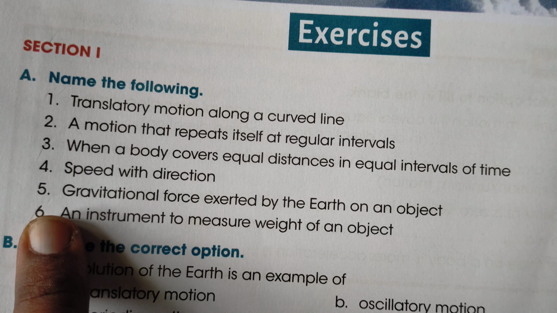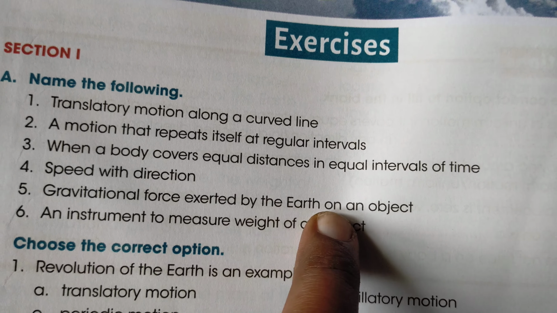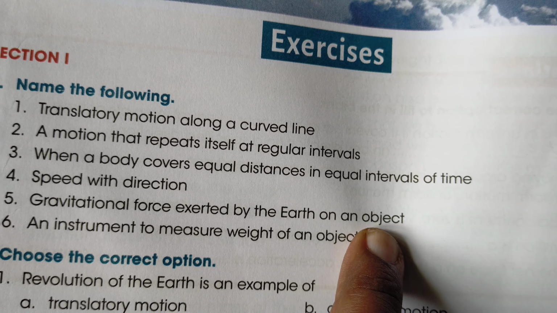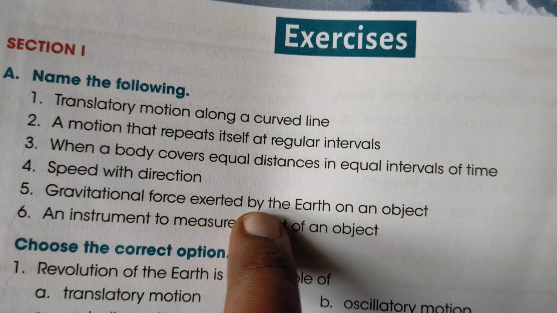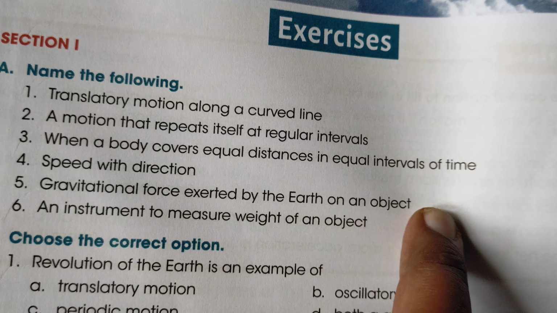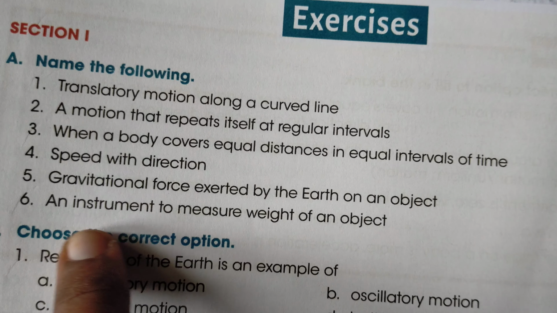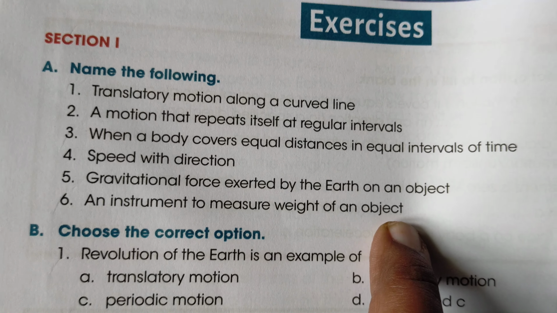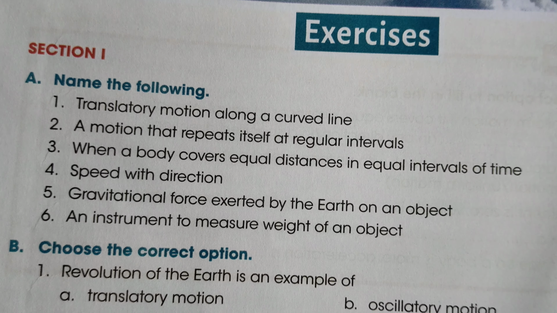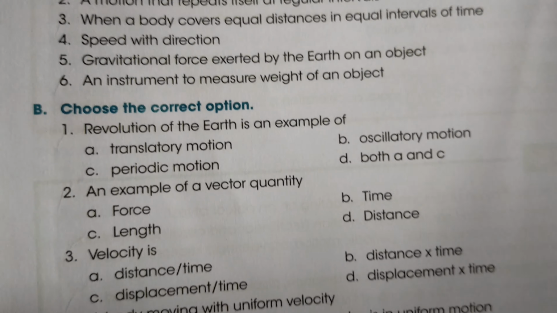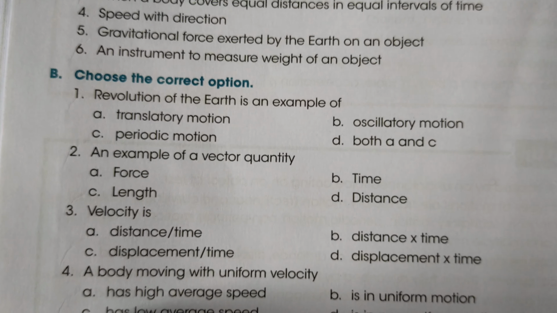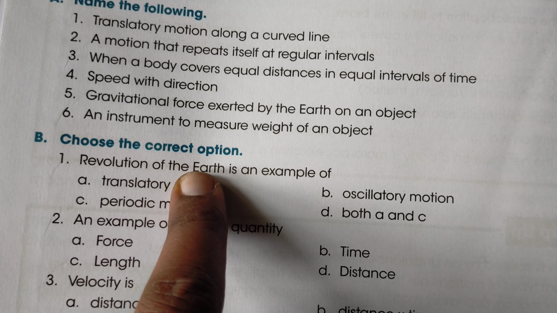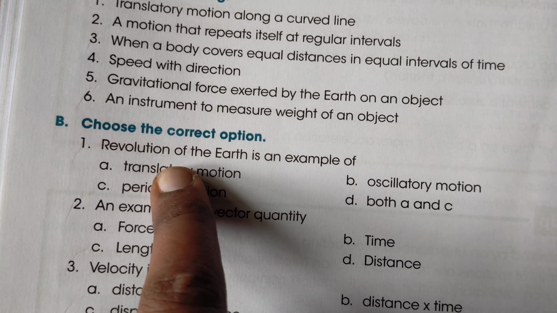Number 5, gravitational force exerted by earth on an object. So what is that gravitational force which the earth exerts on an object? That is weight. An instrument to measure weight of an object, just now we have learned, is called a spring balance. Now choose the correct answer. This one also you will note down. Revolution of earth is an example of, so this one you will find.